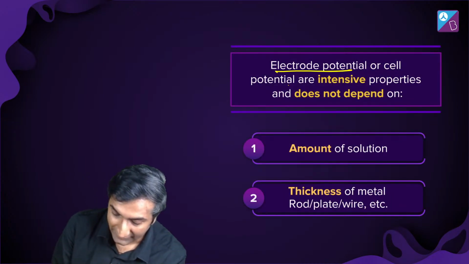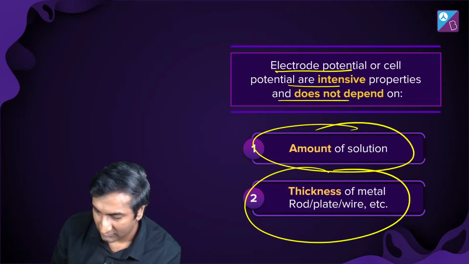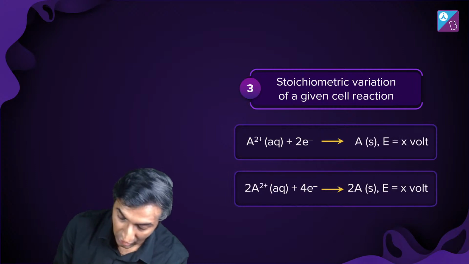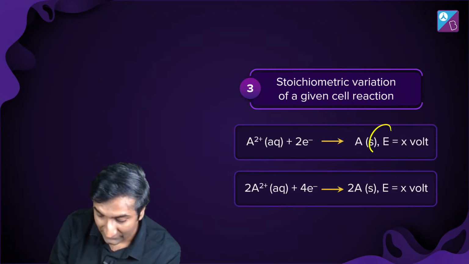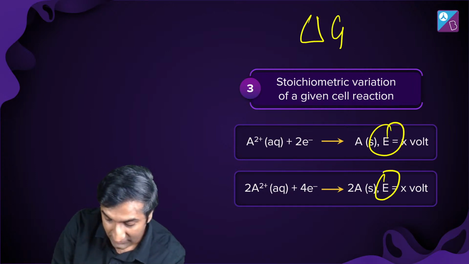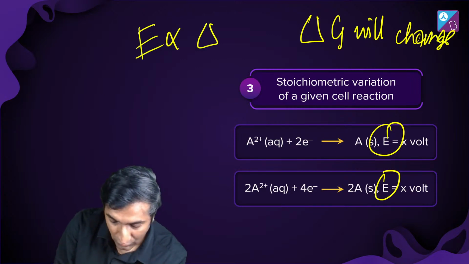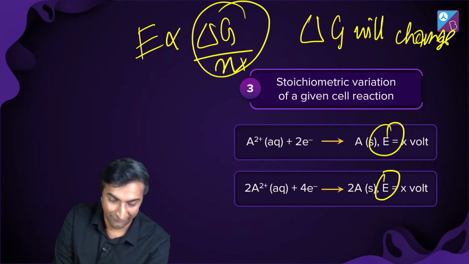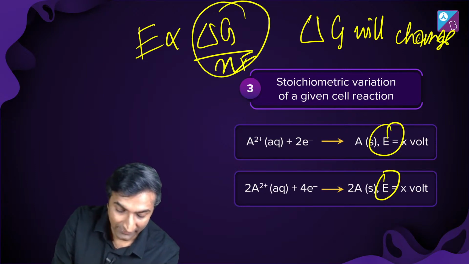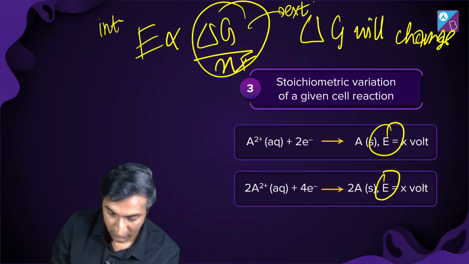Repeating this, electrode potential or cell potential is an intensive property. It does not depend on the amount of solution, the thickness of metal, and all of that. Look, whether I take 1 mole or 10 moles, E is going to be the same. G will change, it has to change. But remember, E is proportional to delta G by n, where n is the n factor, and F. Hence, E is intensive. This is extensive. Cool? Okay.